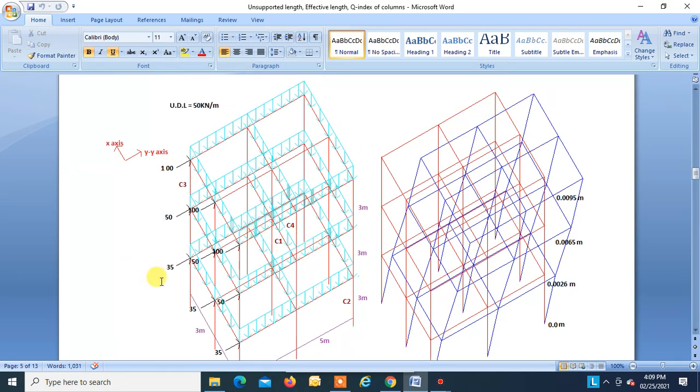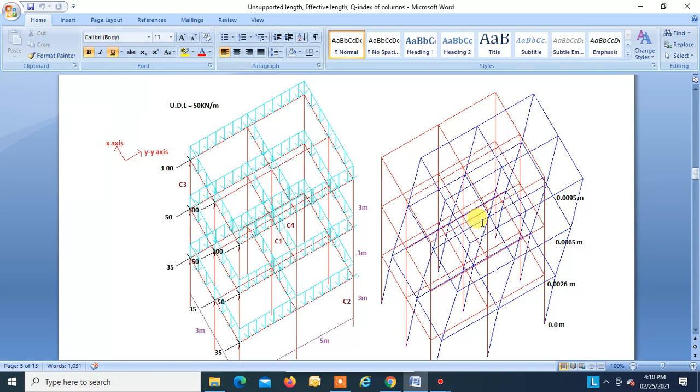So for this loading we get this sway diagram of the frame, right? As we are considering that this combination is going to give us the maximum drift, we are going to consider the displacement in this direction, because the lateral forces are all in this direction. So the lateral displacement over here is 0.0095, this lateral displacement is 0.0065, this displacement is 0.0026. This is all obtained from the first order analysis of the frame.